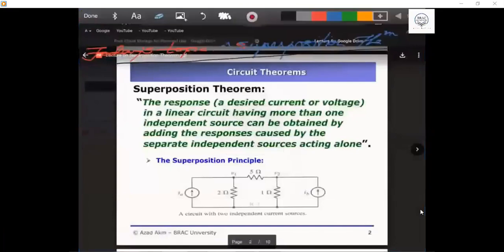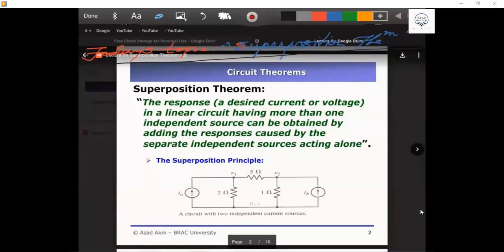Okay, and from this, the superposition theorem definition: the response, that is, the signal, a desired current signal or voltage signal or power signal, whatever, the current or voltage in a linear circuit having more than one independent source can be obtained by adding the responses caused by the separate independent sources acting alone. This is the superposition theorem.